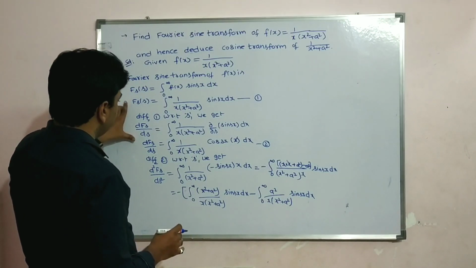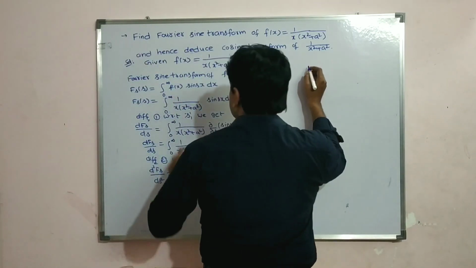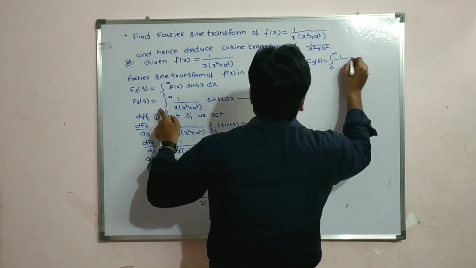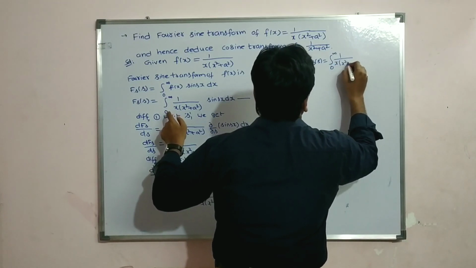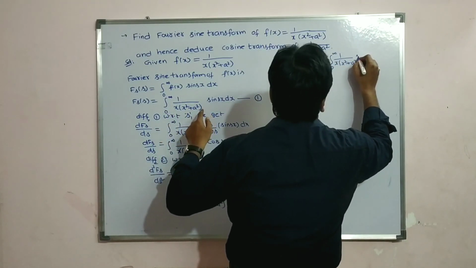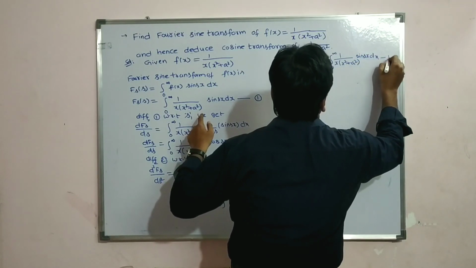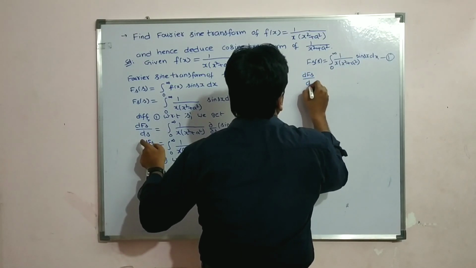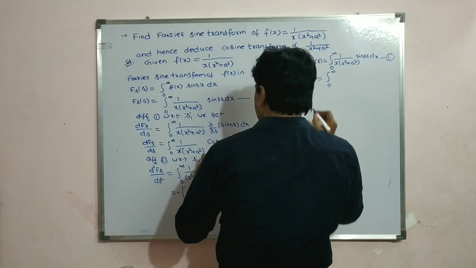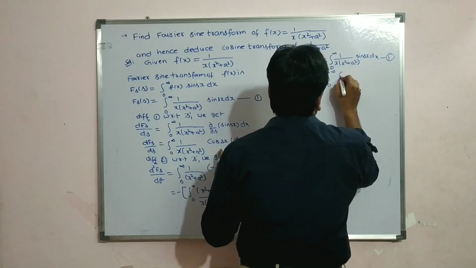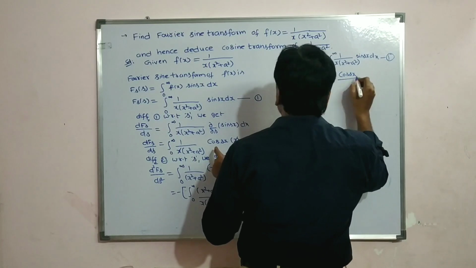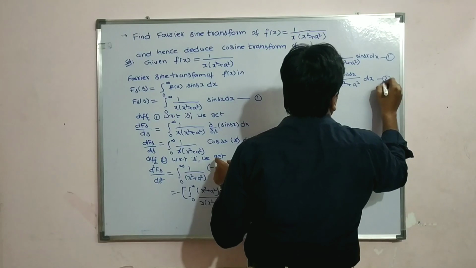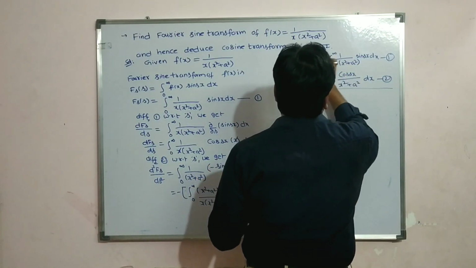Now we need these two equations, students. So I want to write here. What is the first equation? Fs of s is equal to integral 0 to infinity 1 by x into x square plus a square into sin sx dx. Say this is one. Now what is the second equation? dFs by ds is equal to integral 0 to infinity cos sx by x square plus a square dx. This is 2. These two we need.